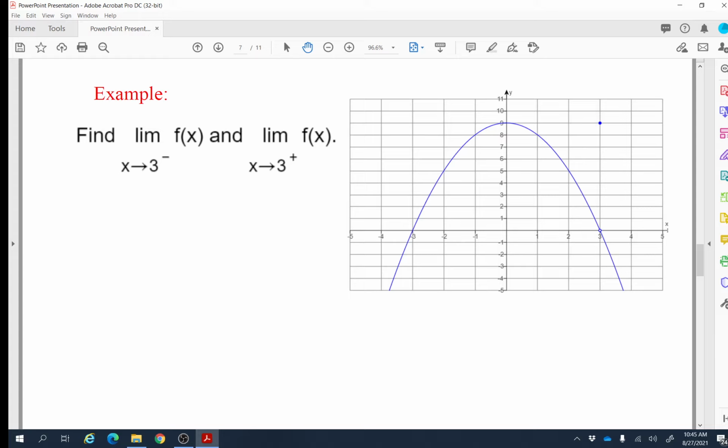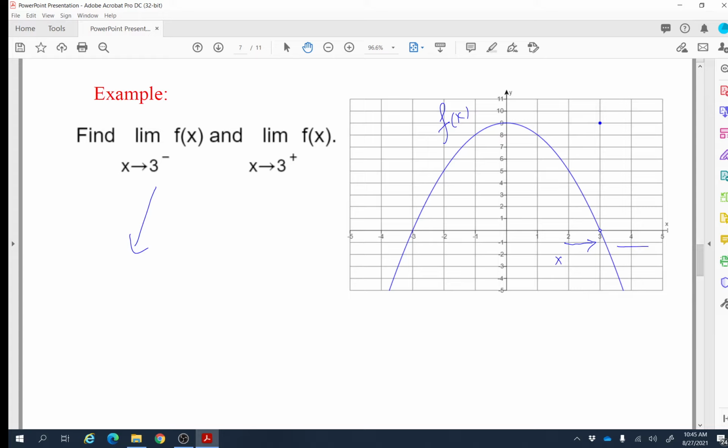Example here, this is a graph and we are trying to find out, let's say this is the graph of the function f of x. What happens when x approaches 3? So when x approaches 3, 3 is here. From the left side, when x is approaching 3 from the left side, this is how you write. When x approaches 3 from the left side, the value of the graph is going towards 0.